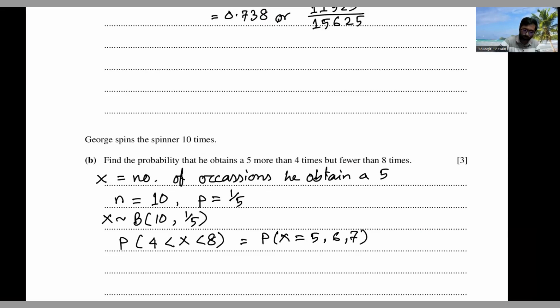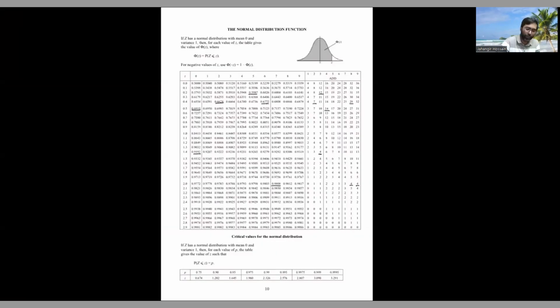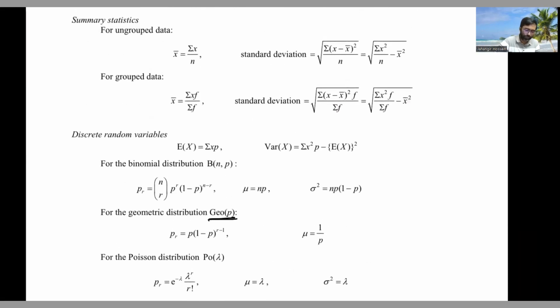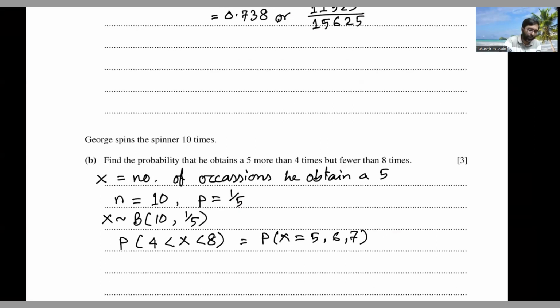So remember the formula for the binomial distribution. The probability P(X = r) is nCr, p to the power r, (1 minus p) to the power n minus r. So when x equals 5, with n as 10, it is 10C5, (1 by 5) to the power 5, (1 minus p, that's 4 by 5) to the power 10 minus 5, that's 5 as well.